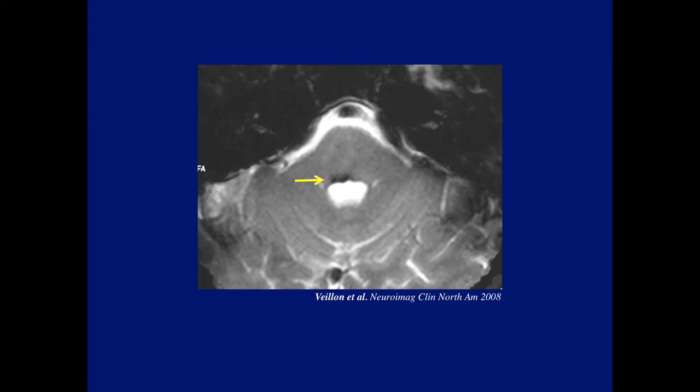What is the condition here of a patient who had seventh nerve symptoms? Anybody? What's causing this dark signal? Correct. As Nate said, siderosis due to a cavernoma. This was a cavernoma, again, with seventh nerve symptoms.